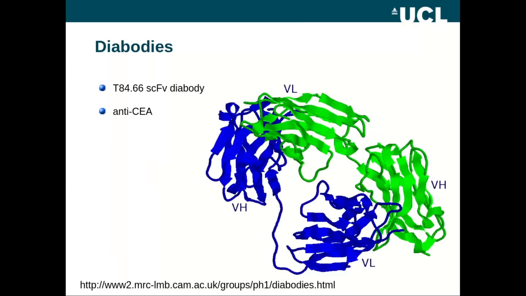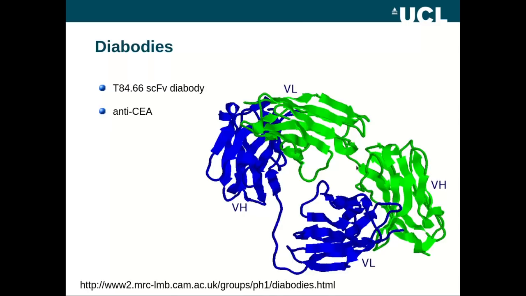Now, this is an example of a bivalent antibody. It's an antibody called T84.66. The other name for these, as it shows here, is diabody. This happens to bind to CEA, which is carcinoembryonic antigen, which is overexpressed in colorectal cancer. And so you end up here with one binding site up this end, one binding site down this end, and you can see the linkers here and here.